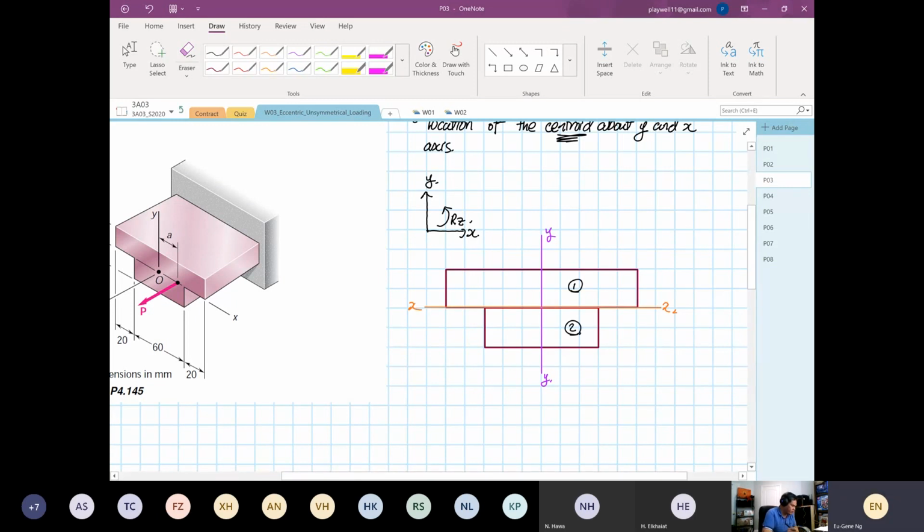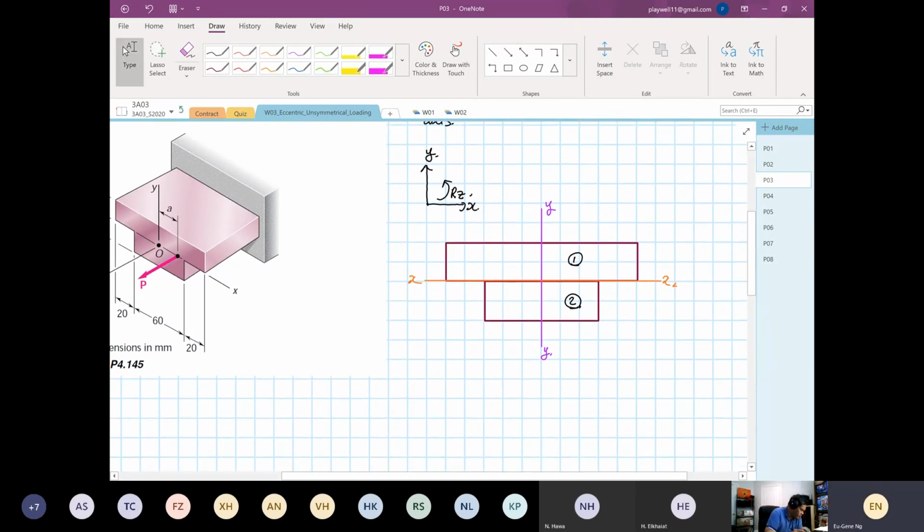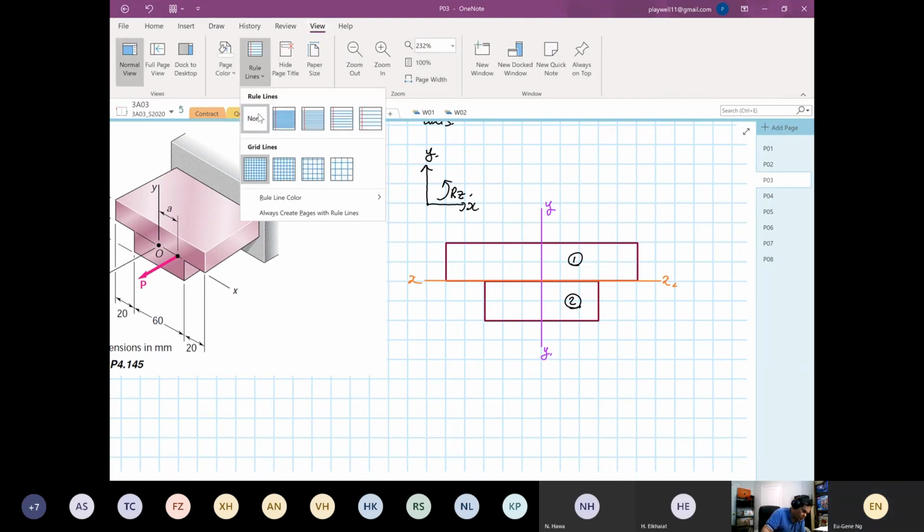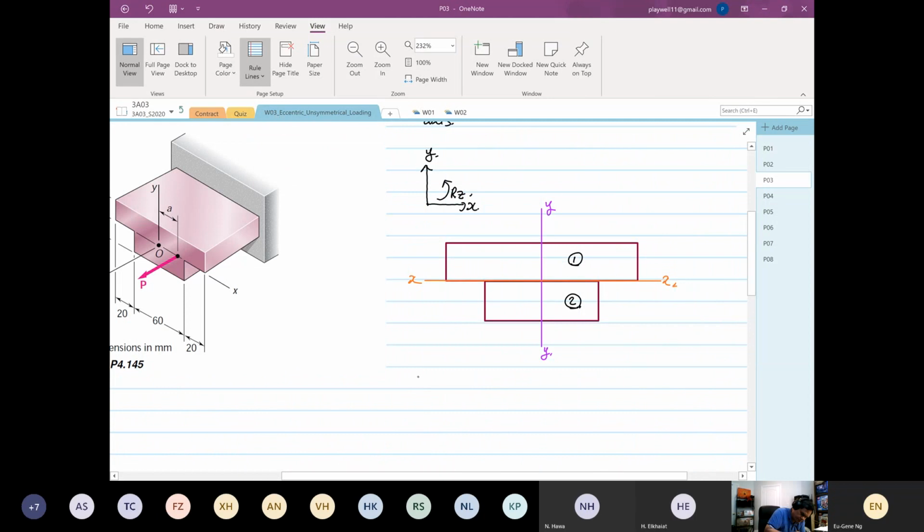Okay, so we want to find the centroid. All right, we want to find the centroid along the y-axis. Right, the x-axis is straightforward. Yes or no? It's directly on the line, right? Because left is equal to right. So we want to find the centroid along the y-axis now.